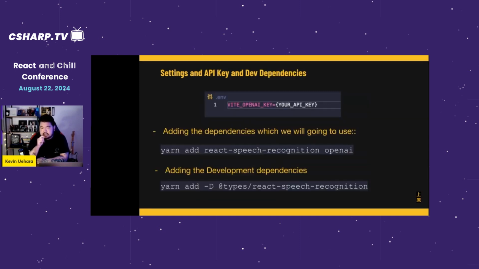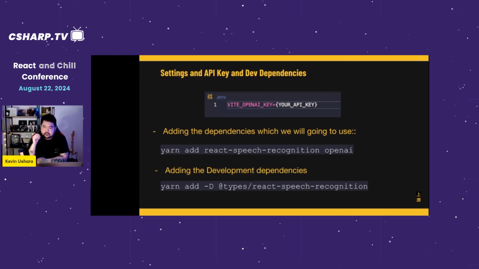Now, remember that I said when you create an account on OpenAI, after you create your account you can create an API key. So I'm going to create a .env file to map our API key. Here you can put the API key that you created.